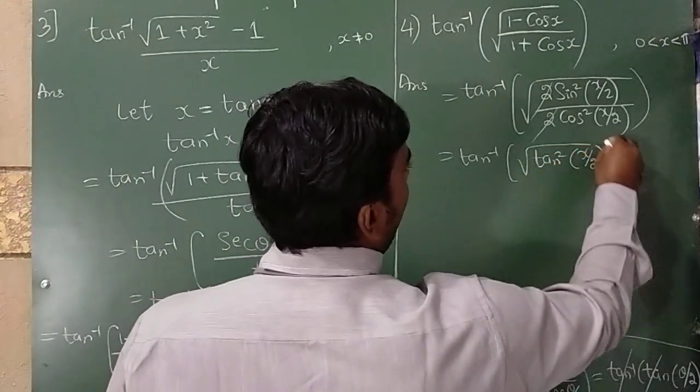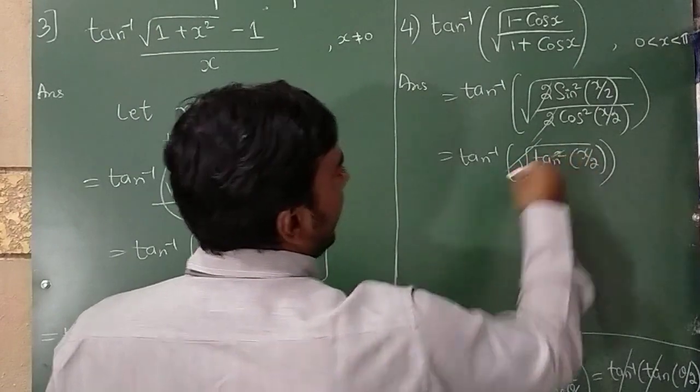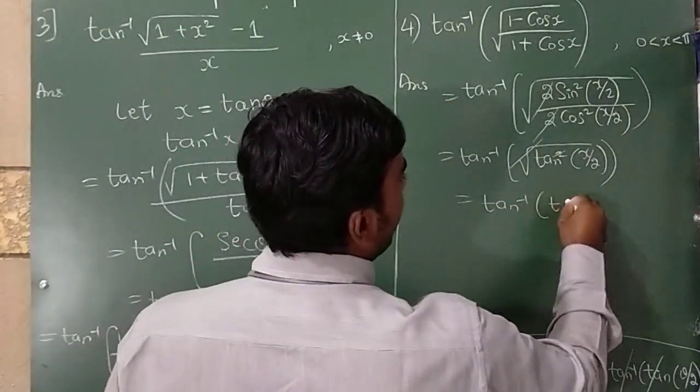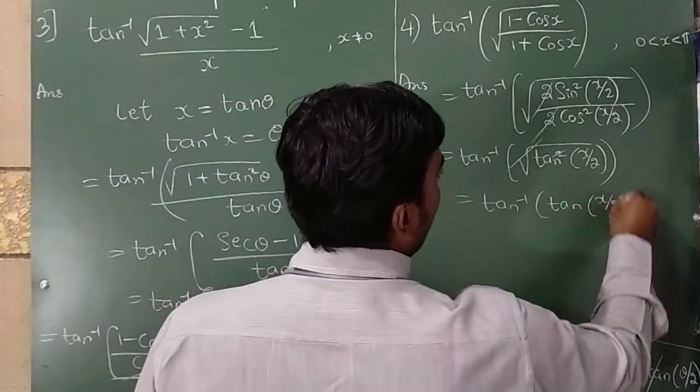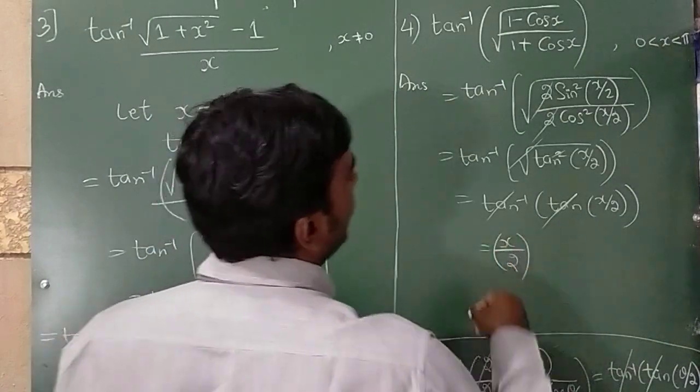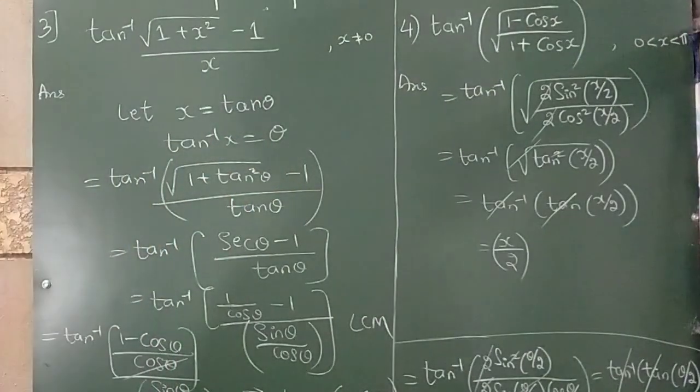Fine. Now this square root and this square get cancelled. So again what is remaining? Only tan is remaining. So tan x upon 2. Tan and tan inverse get cancelled. So the final answer is x upon 2. Okay.